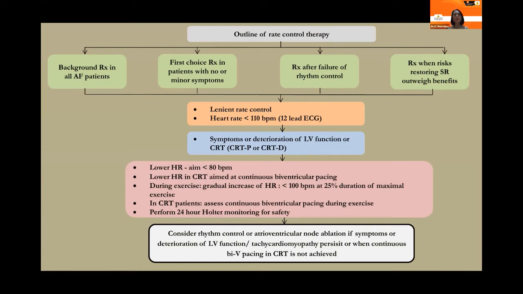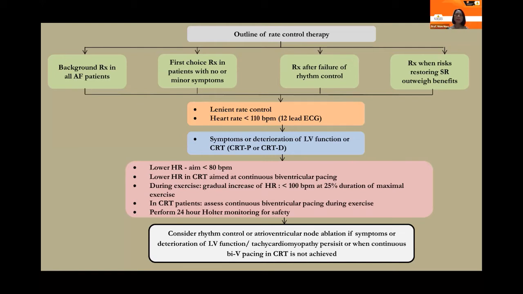So here I just want to show you how to use the rate control therapy. Rate control therapy is the background therapy in all the AF patients. It is the first choice therapy in the patient with the minor symptoms, and also after the failure of the rhythm control strategy you can use the rate control strategy. Sometimes the rate control strategy is useful when the risk of restoring the sinus rhythm outweighs the benefit. The initial rate control is the heart rate less than 110 beats per minute.